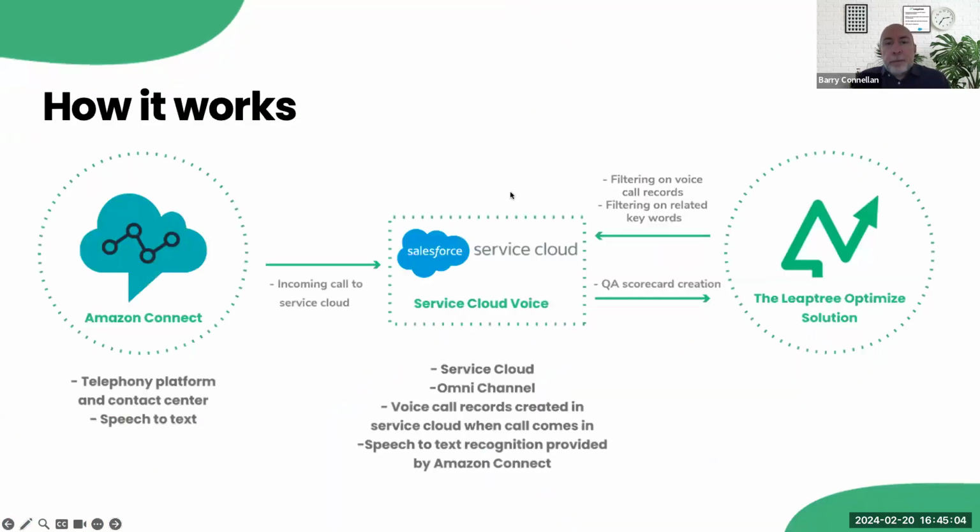Before we get into the demo, I want to summarize at a high level the architecture, referencing Amazon Connect in this case and Service Cloud Voice. We have Amazon Connect as an example telephony platform and contact center with a speech-to-text capability. The incoming calls will then be presented to Service Cloud. Omnichannel is enabled, voice calls or records are stored on the case object, for example, as well as the voice transcript using speech-to-text, if it's enabled, stored on the case object for ease of review or indeed access.